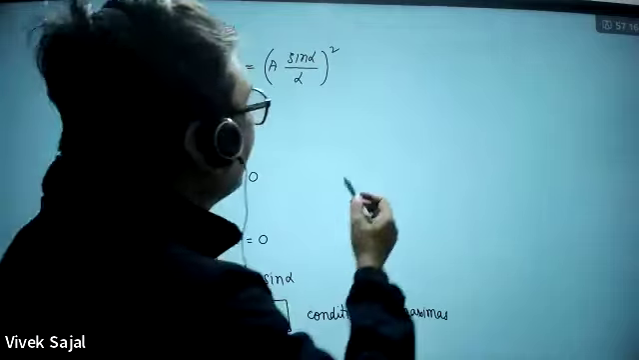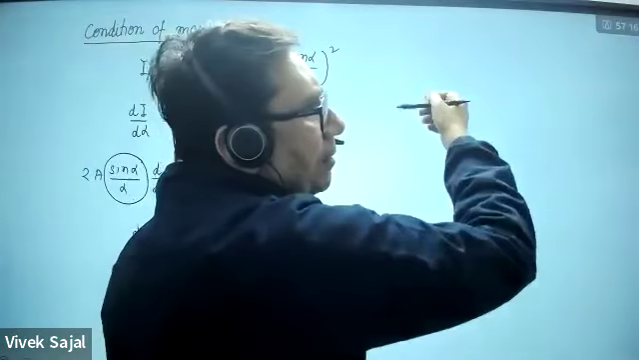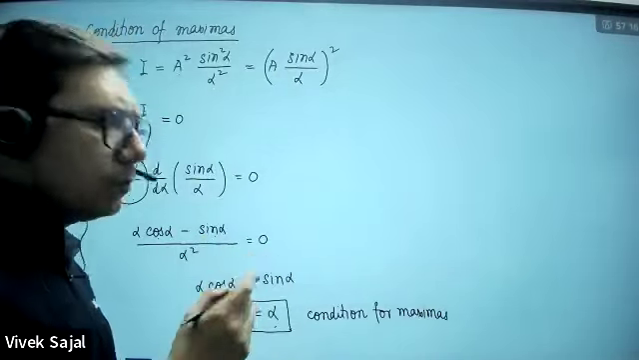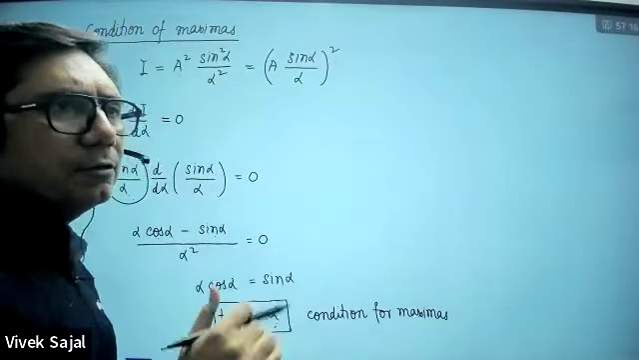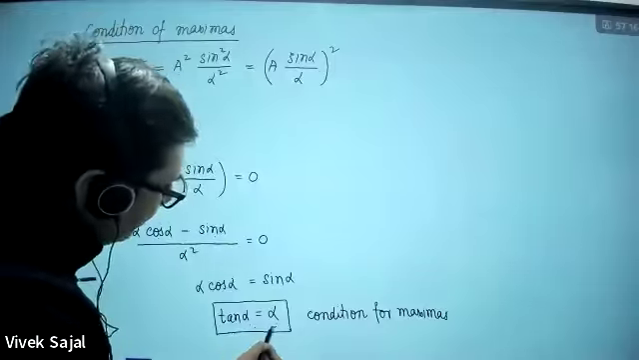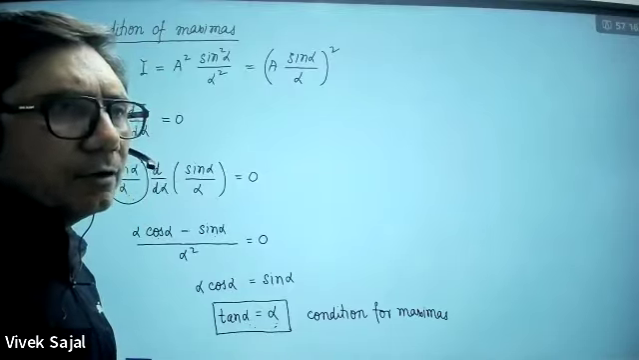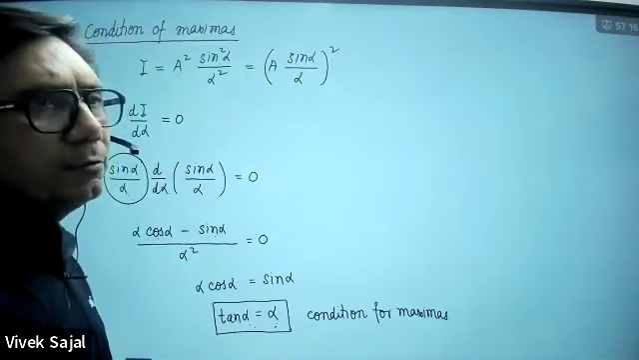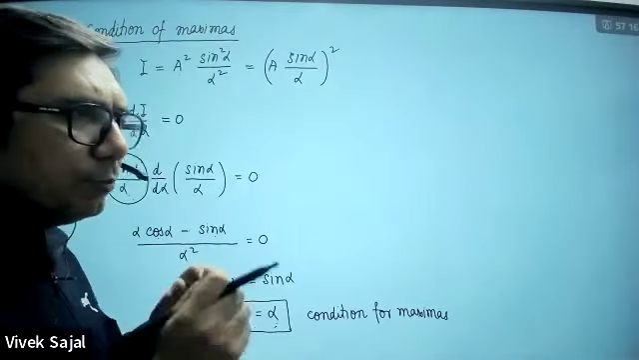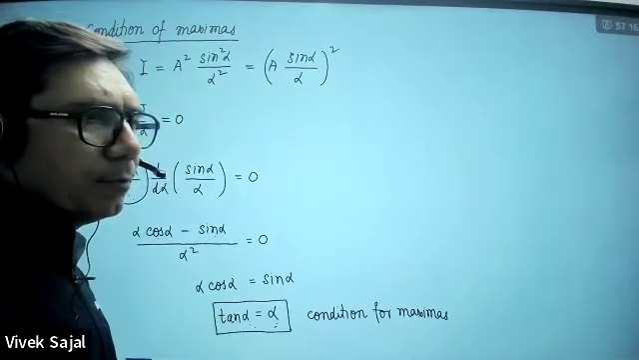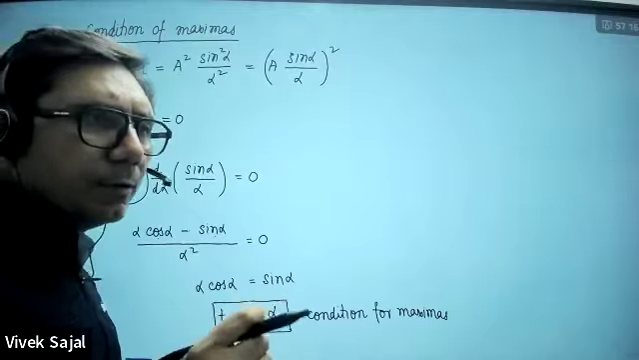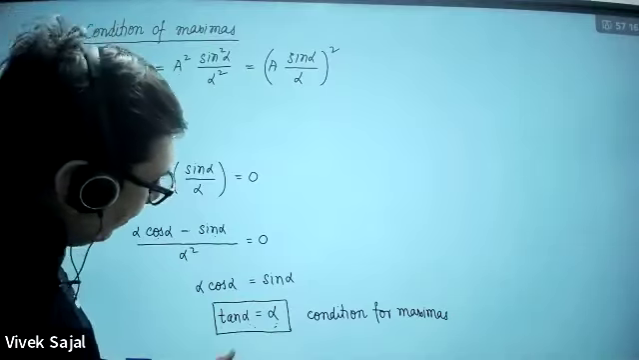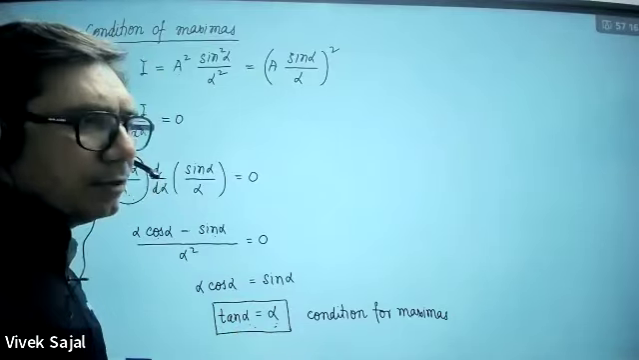Next, if you are writing tan alpha equal to alpha, what will be the value of alpha at which you are going to get the maxima? Basically, this is a very difficult equation to solve. What you have to do is plot this, and from the plot, find the values of alpha at which you are going to get the maxima. So how can you draw this?